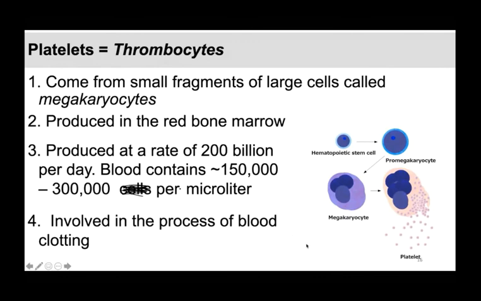We make lots of them every single day, 200 billion. And depending on your particular genetic makeup, we have 150 to 300,000 per microliter. And those guys are the ones involved in blood clotting.